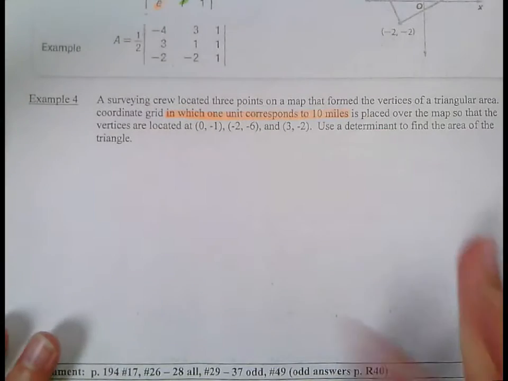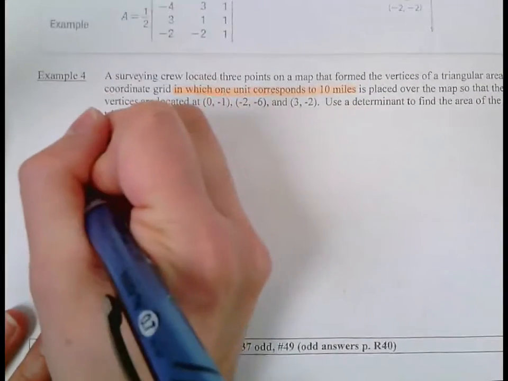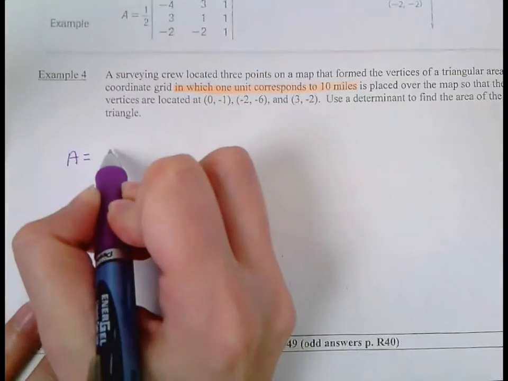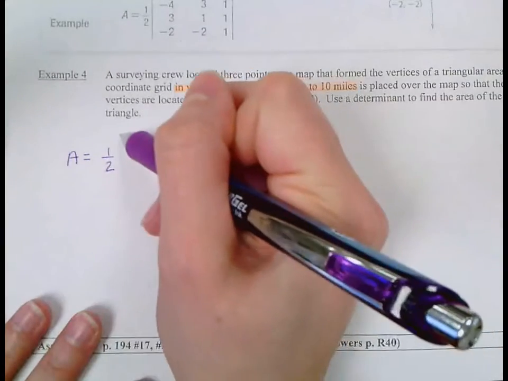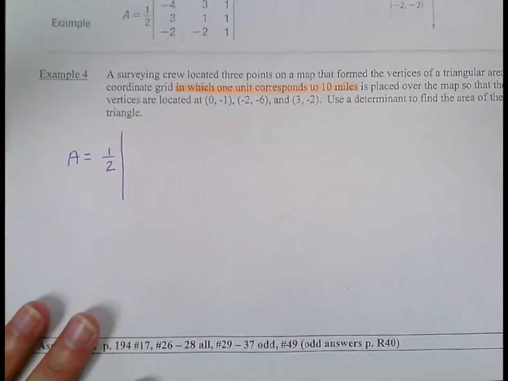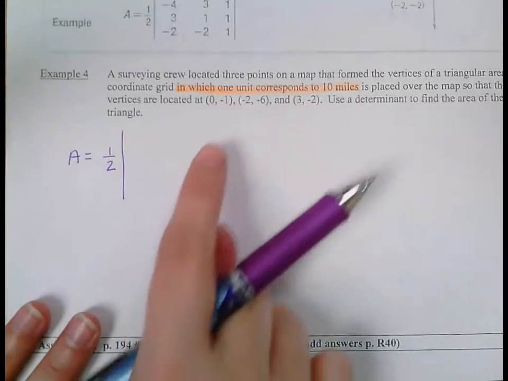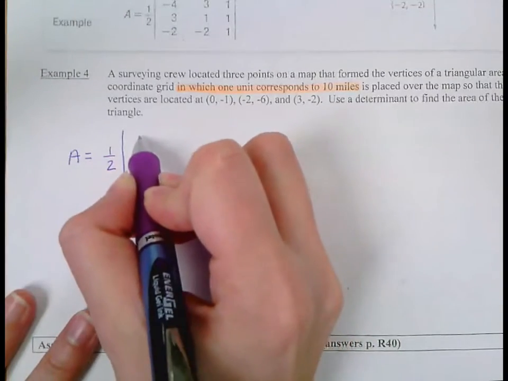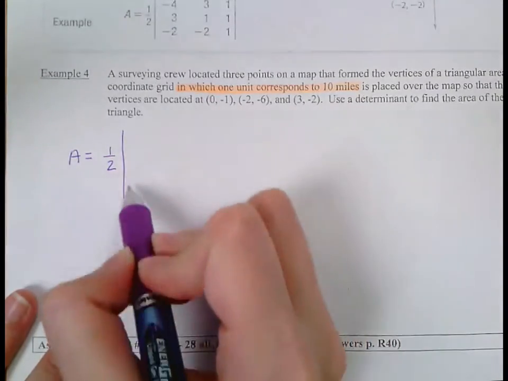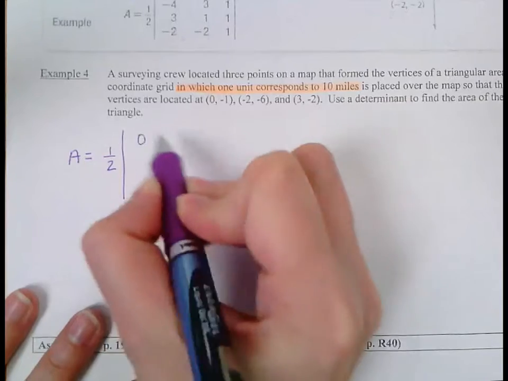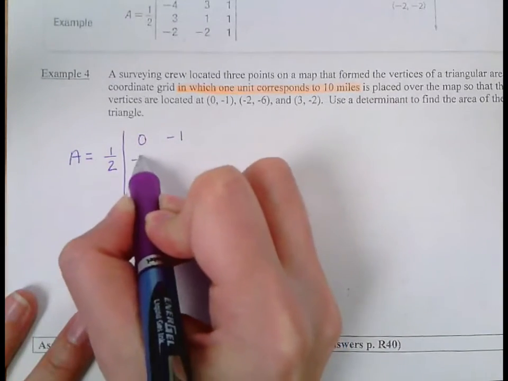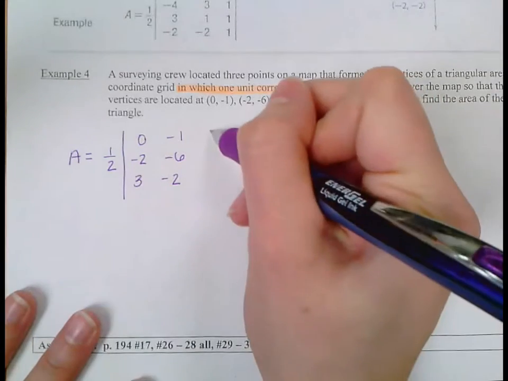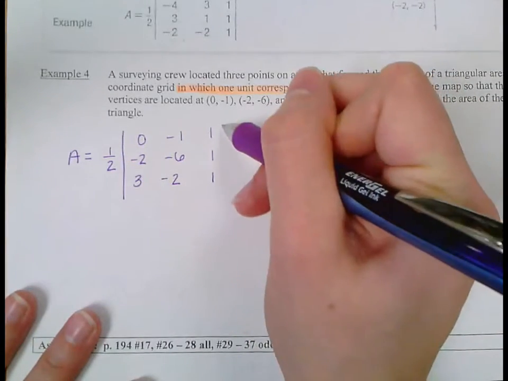All right, so if we were to set this up, our area is going to be, using the formula above, 1/2 times, and I'm going to be writing a determinant, so I want vertical bars instead of brackets. And I have my 3 vertices here. I know the x coordinate would be in the first column, y coordinate in the second. So I'd have 0, -1, -2, -6, 3, -2, and then my third column is all 1s.